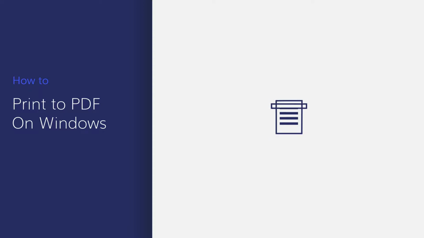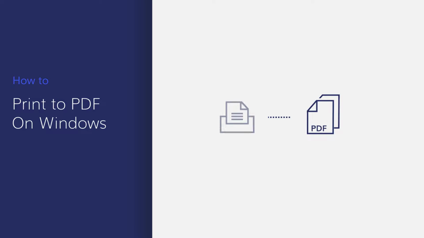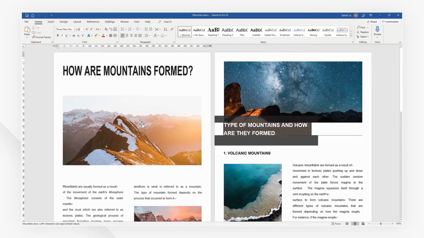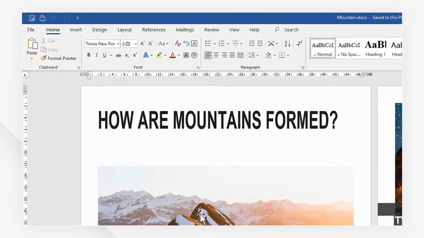Sometimes printing as PDF enables you to keep the original layout and formatting on any device. In this video, I'll show you how to get it done using PDFelement. Open a file made by a Windows application, like Word.